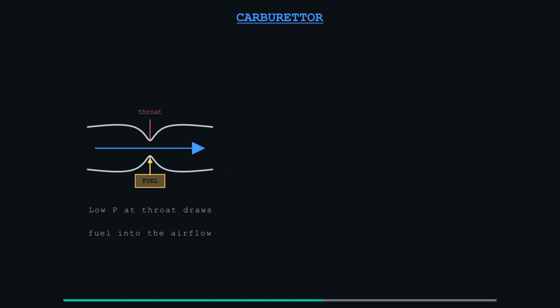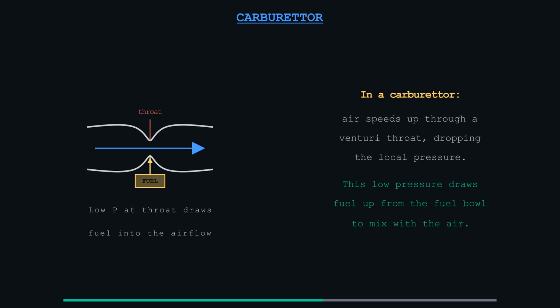One everyday application is the carburetor. Air is drawn through a Venturi throat, speeding up and dropping the local pressure. That low pressure is enough to draw fuel up from the fuel bowl below, so it mixes with the fast-moving air before entering the engine.